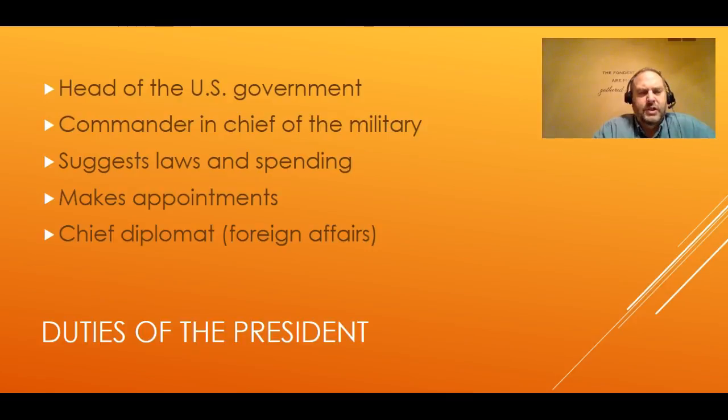He also suggests laws and spending to Congress. Congress can accept these suggestions or they can ignore them. He has an important power to make appointments to high federal offices, such as the Supreme Court and other judges. He is also the chief diplomat, so the President of the United States conducts our affairs with foreign countries. So this is what we've learned about the Constitution so far. We'll do a quick mini review as we learn more information.